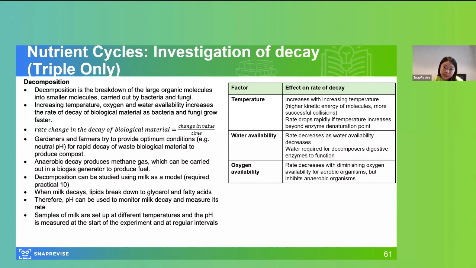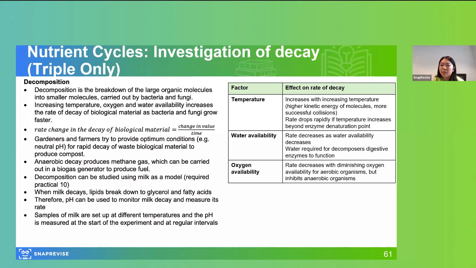Anaerobic decay, again, does not use oxygen, and it produces methane gas. This methane production can be carried out in a biogas generator, which allows it to produce fuel. This is something good to know.